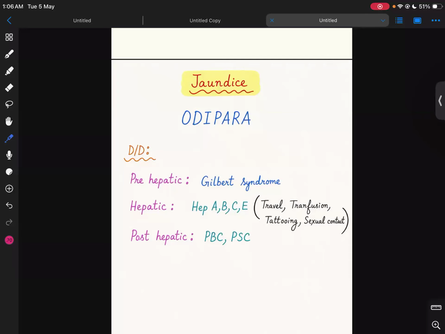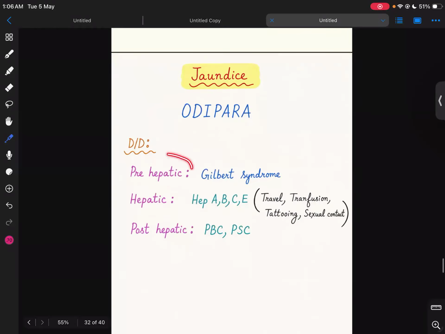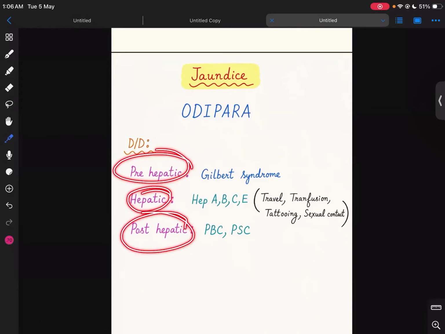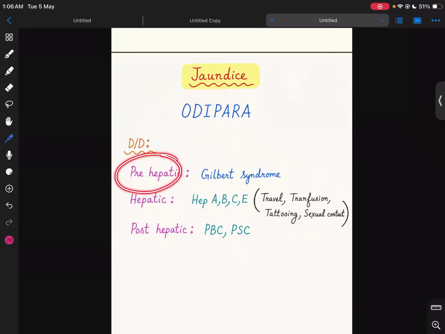So we have to analyze the yellowish discoloration based on the mnemonic ODPAR. That is onset, duration, initial episode, progression, aggravating factor, relieving factor, and associated features. Then we can directly jump into the differential diagnosis. Jaundice in our body can present in multiple ways. This can be due to a prehepatic cause, a hepatic cause, or a post-hepatic cause. Regarding the prehepatic cause, it is mostly due to hemolysis.